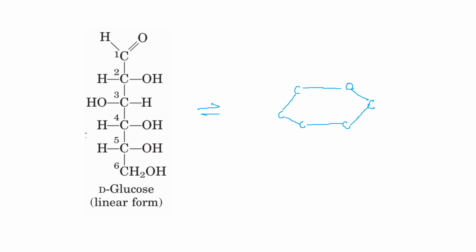This is the pyranose form in which this is C1, C2, C3, C4, C5. We have learned that during the cyclic ring formation, C1 reacts with C5, so the C6 is out of the ring and out of the plane. This is the 6 carbon, CH2.